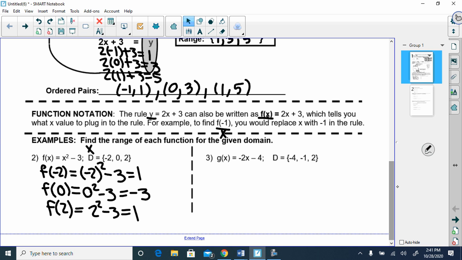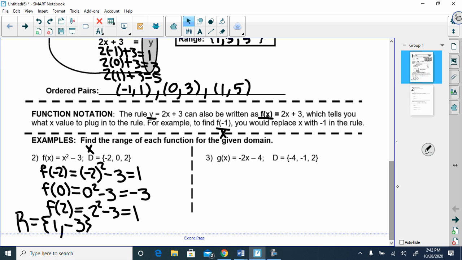Okay, and it did ask us to find the range. So my range would be equal to the set of numbers we got here. Well, the numbers we got were 1, negative 3, and 1, right? But if I get the same number more than once, I only have to write it one time, okay? So I got 1 and negative 3 for my range. All right?